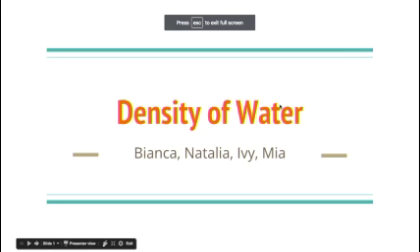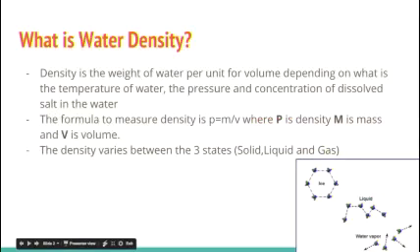Hello, so we will be talking about density of water. What is density of water? Density is the weight of water per unit. Water density changes with temperature and concentration of dissolved salt in the water. The formula to measure density of water is P (density) equals M (mass) divided by V (volume).